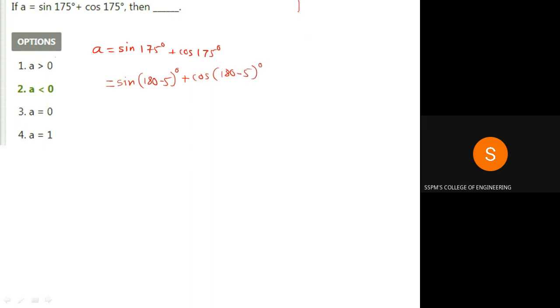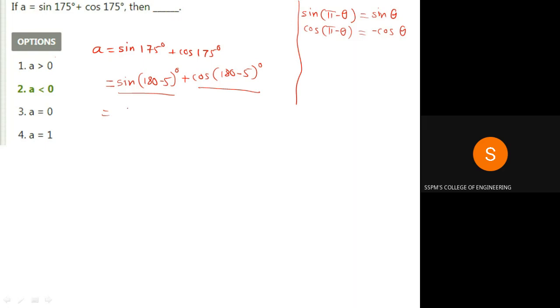So I will again write the standard formulas in the right top corner. How can we convert these two? We know that sine pi minus theta is equal to sine of theta, and cos pi minus theta is equal to minus cos of theta. So we will use those properties in this step.